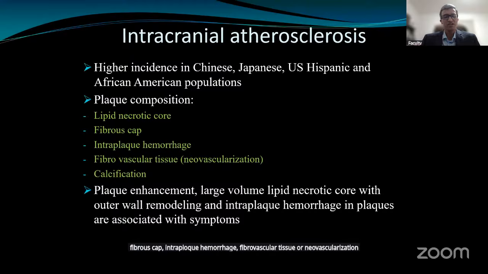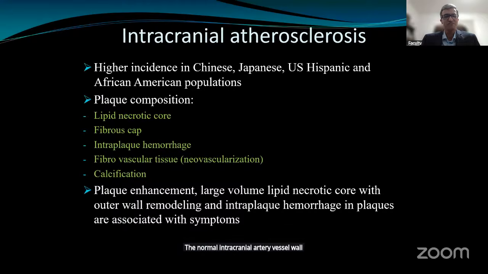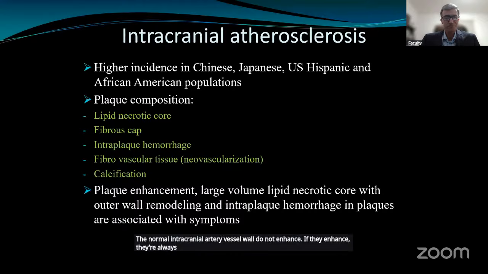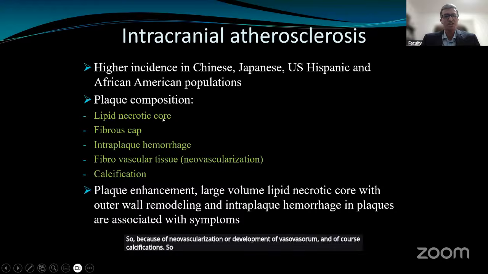So remember, intracranial arteries do not have vasa vasorum because they absorb nutrients from the CSF, right? But only the diseased vessel develops neovascularization. That's why the normal intracranial artery vessel wall does not enhance. If they enhance, they're always abnormal, okay? Because of neovascularization or development of vasa vasorum, and of course calcifications. So the presence of a large lipid necrotic core or intraplaque hemorrhage and neovascularization are considered high risk factors for a symptomatic plaque.